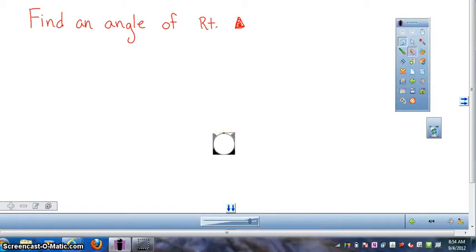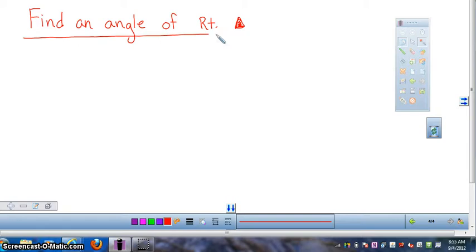Okay, we're on to our next learning target with right triangles, and this should be a review from geometry also, but just in case. We are going to find the angle of a right triangle. That's our learning target, find the angle of a right triangle.